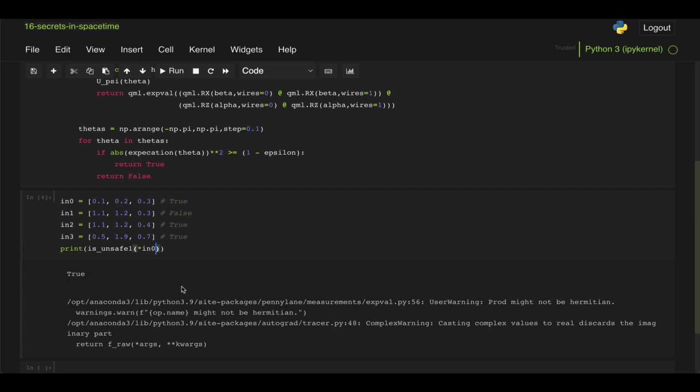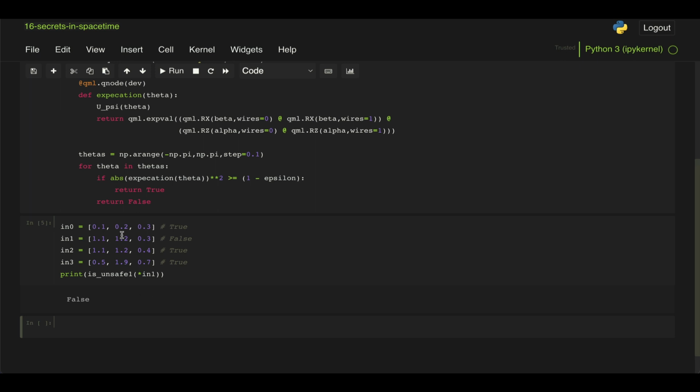So let's see what happens for the other inputs. So for the second one, we now get the correct answer again. For the third one, we get the incorrect value. So that means that this approach definitely doesn't work, right? And that's just because PennyLane expects Hermitian operators to calculate expectation values. So you can't compute complex numbers here. So what else can we do to solve this problem?